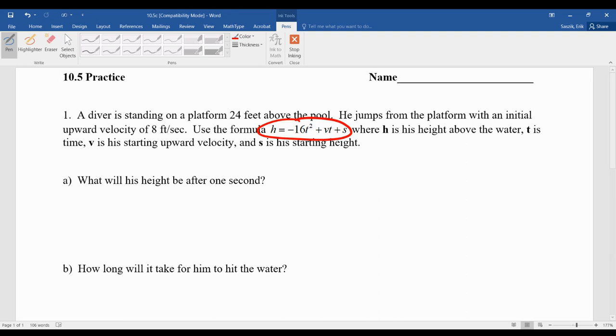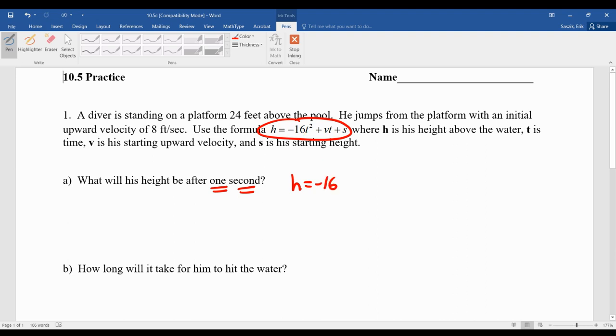So this first question, what will the height be after 1 second? You have to ask yourself, what are you being given here? What are you being told? And then also think, what are you being asked for? Well, here you are being told 1 second. You are being told the time, and you have to find the height. So this is really simple. All we have to do is just plug in to this equation.